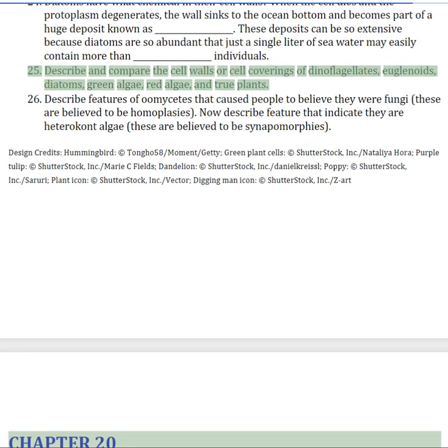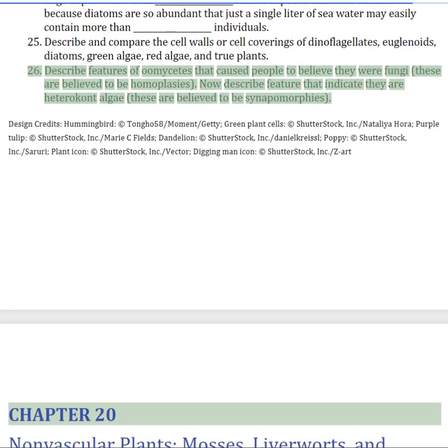25. Describe and compare the cell walls or cell coverings of dinoflagellates, euglenoids, diatoms, green algae, red algae, and true plants. 26. Describe features of oomycetes that caused people to believe they were fungi. Now describe features that indicate they are heterocont algae.